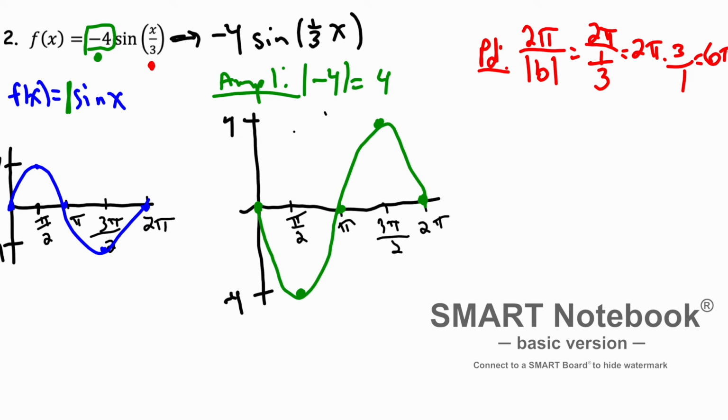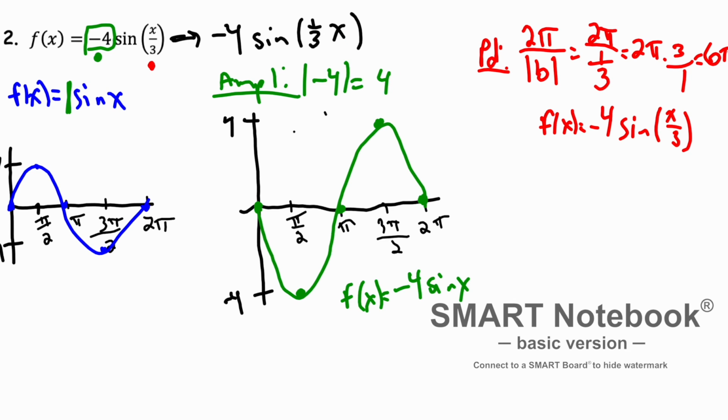Okay, so let me first of all come back here. I did not write in the function here, so let me write that in. F of x equals -4 sine x. Our equation, I should say, f of x equals -4 sine, and I'm going to write that the way it was originally given to us, as x over 3. You can write it as 1/3 x if you want to, but I just like to write it the original way it was given to us.